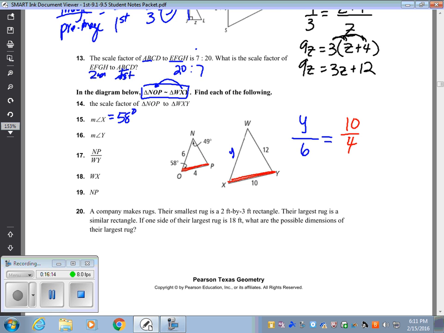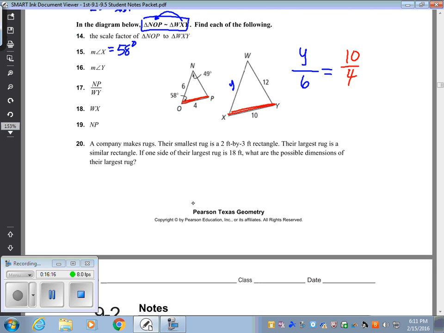You do the same thing for 19, so see if you can write that proportion and then cross multiply. And then it says a company makes a rug, their smallest rug is a 12 foot by 3 foot. The largest rug is a similar rectangle. If one side of their largest rug is 18 feet, what's the possible dimension for the largest rug?